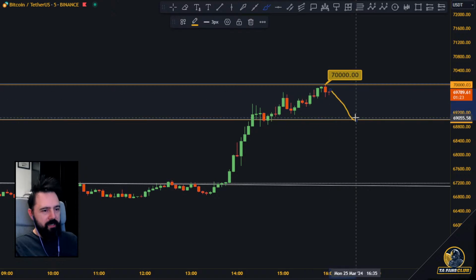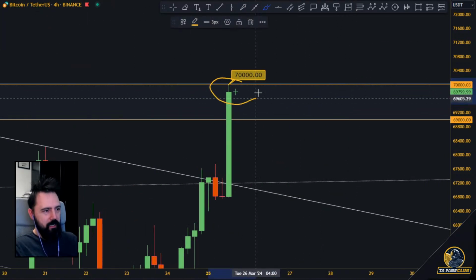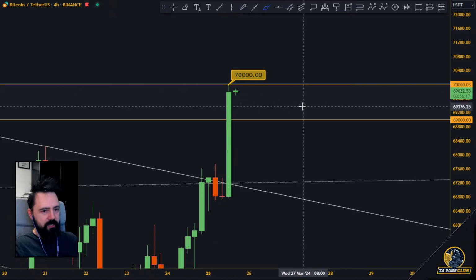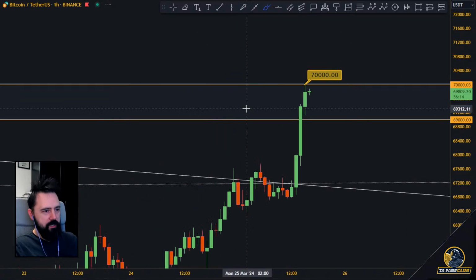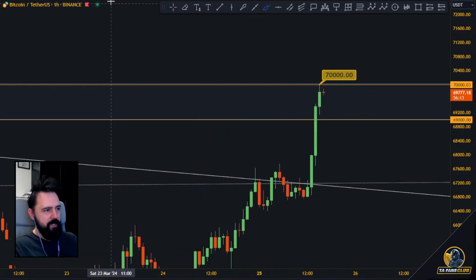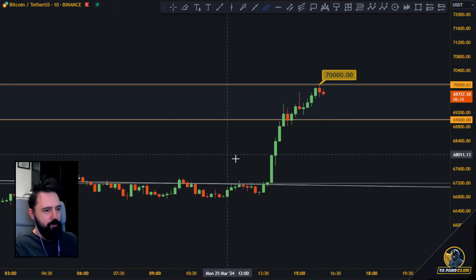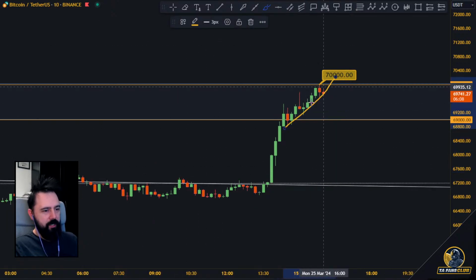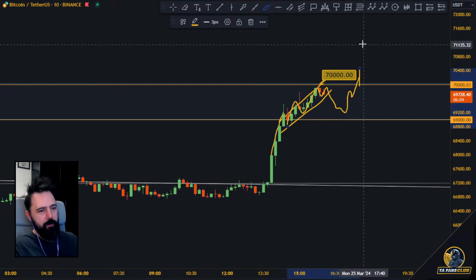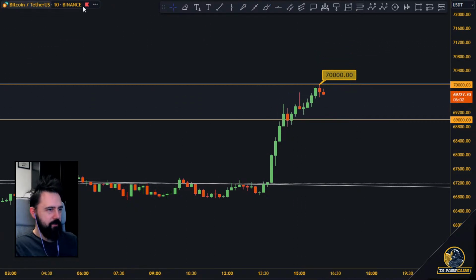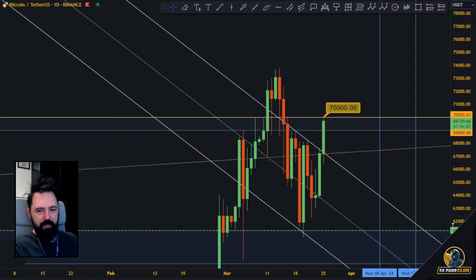Although I do believe it might actually break down a little bit first, because the 4-hourly just closed on the 70k. So we have the 4-hourly close, this is right now starting. The price is not actually weak. Just came up like over here, a fast up move, consolidation up here. Might pull back a little bit, but it's gonna break 70k, guys.